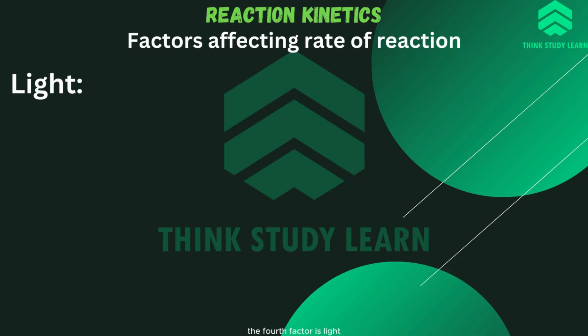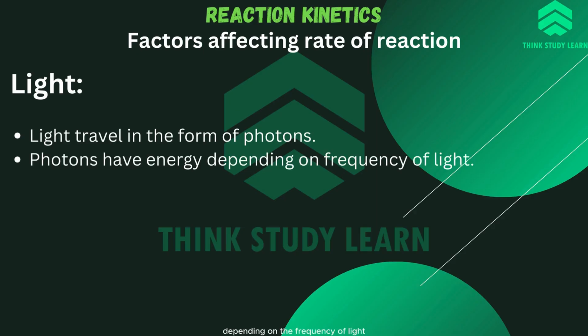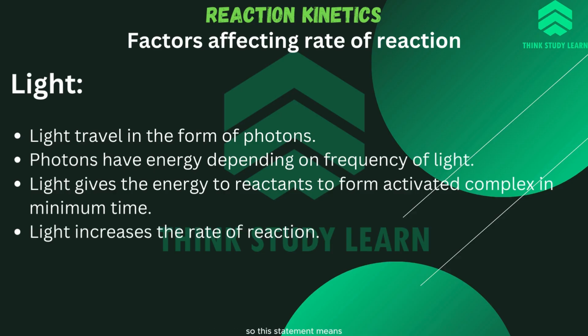The fourth factor is light. Light travels in the form of photons, and photons have energy depending on the frequency of light, so when this energy is inherited, the reaction will speed up. Light gives energy to the reactants to form the activated complex in the minimum time, and that activated complex helps to increase the rate of reaction. So this means light increases the rate of reaction.